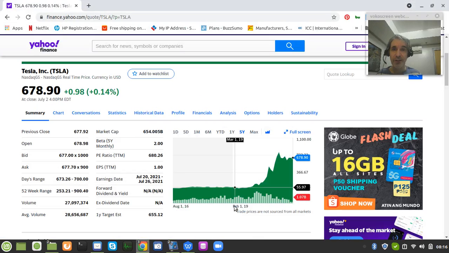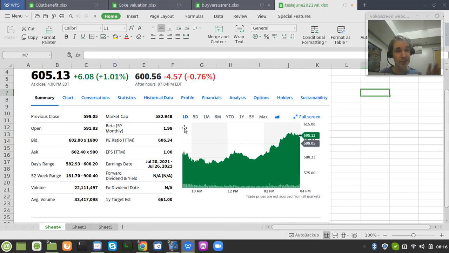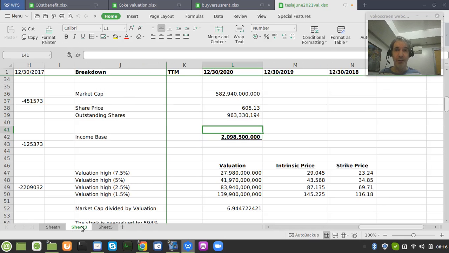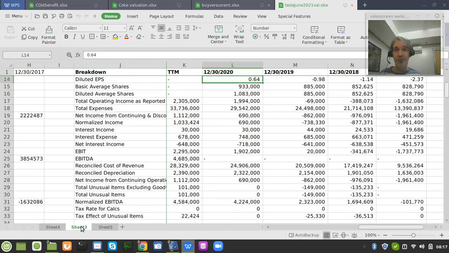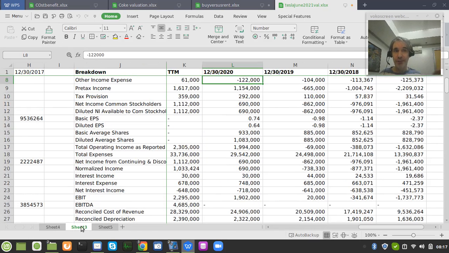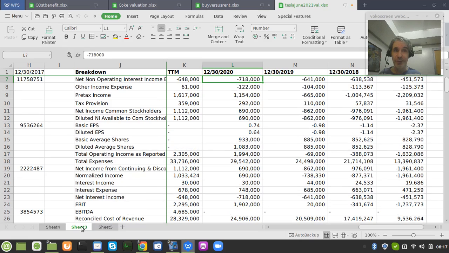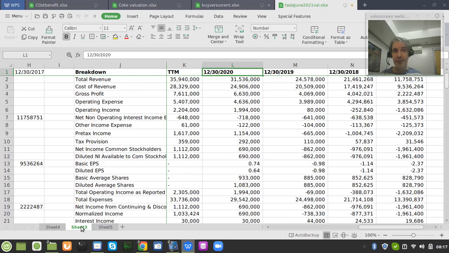So you can see 678, and when I was doing these numbers, 605. So it's actually increased quite a bit. But there's a lot of things that you have to take into account before you make judgments. So let's look at the numbers. So the first thing we're going to do, now I've downloaded this all from the internet. All of this information is available. You can go to Yahoo Finance, which is where I got this information. And basically, you just have to format it into this form, pull it from there, get it to here.